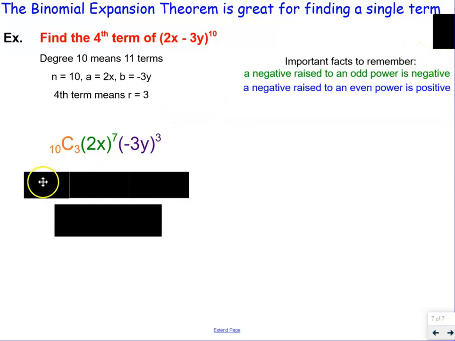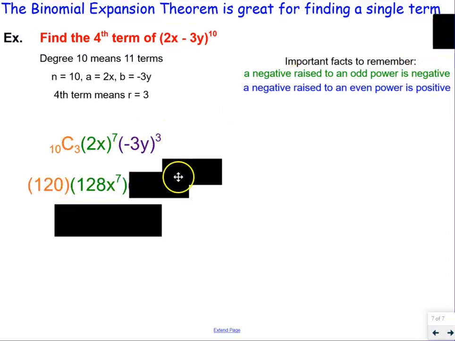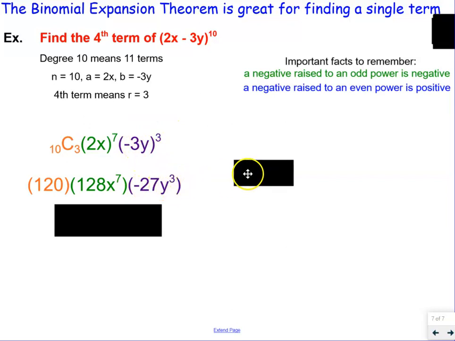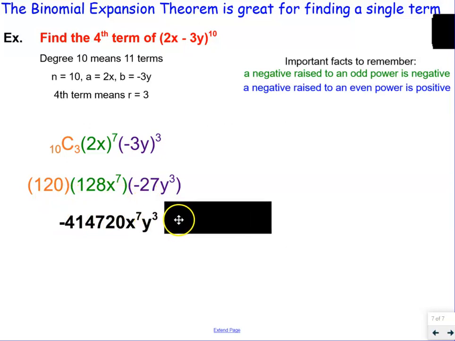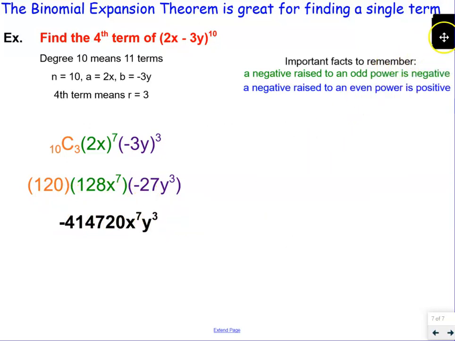I type this first thing in the calculator, I get 120. I do 2 to the 7th power, that gets me 128, and then x to the 7th. Then I do negative 3 cubed, gets me negative 27, then y cubed. Then I multiply 120 times 128 times negative 27, gets me this gigantic number, then x to the 7th power, y to the 3rd power. That would be the fourth term if I had to find this whole thing.